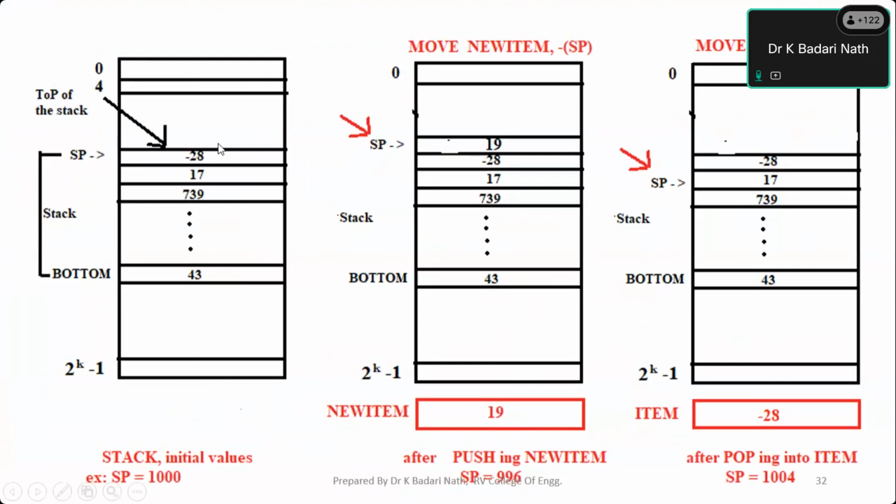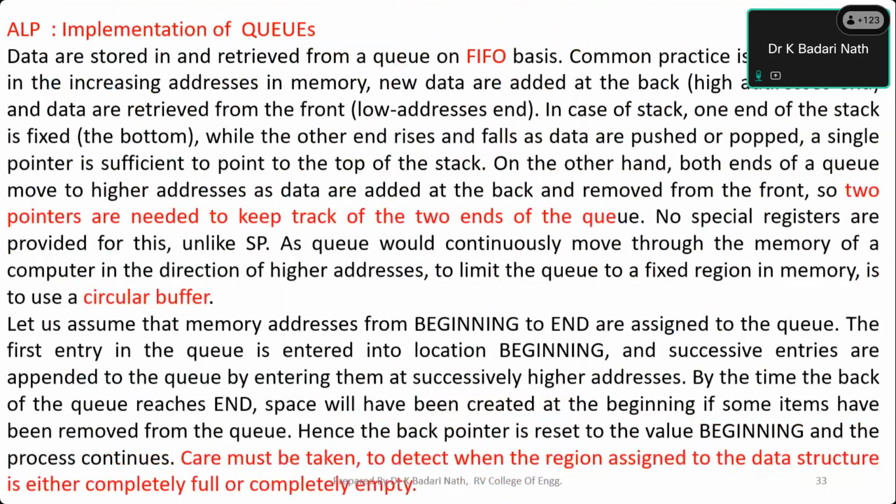When I say the stack pointer is 1000, when I pop, what will happen? The stack pointer will be incremented by 4. So SP now becomes 1004, from 1000 to 1004, and whatever value was there at the top of the stack, minus 28, will be popped out and given as the value, that is, the item becomes minus 28. Like that, the stack pointer always decrements by 4 when a push operation is performed, and always increments by 4 whenever a pop operation is performed. Queues follow the same concept.